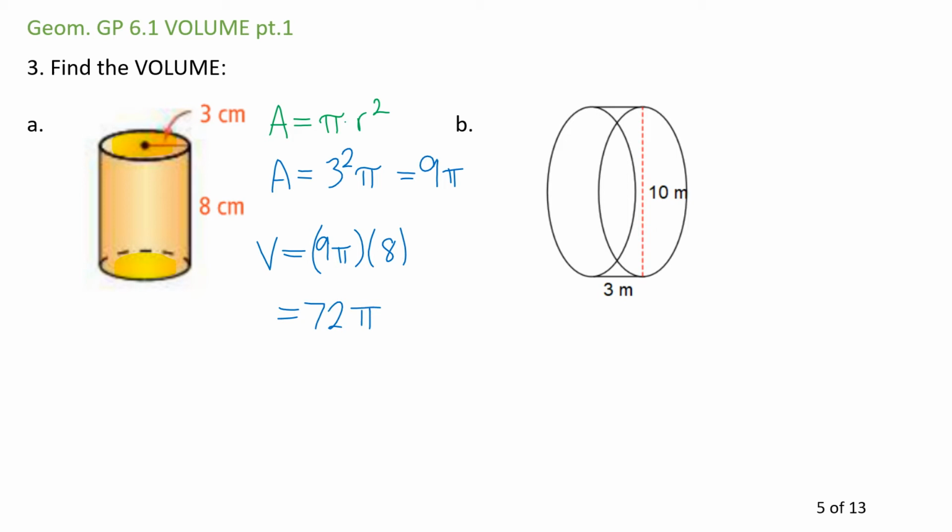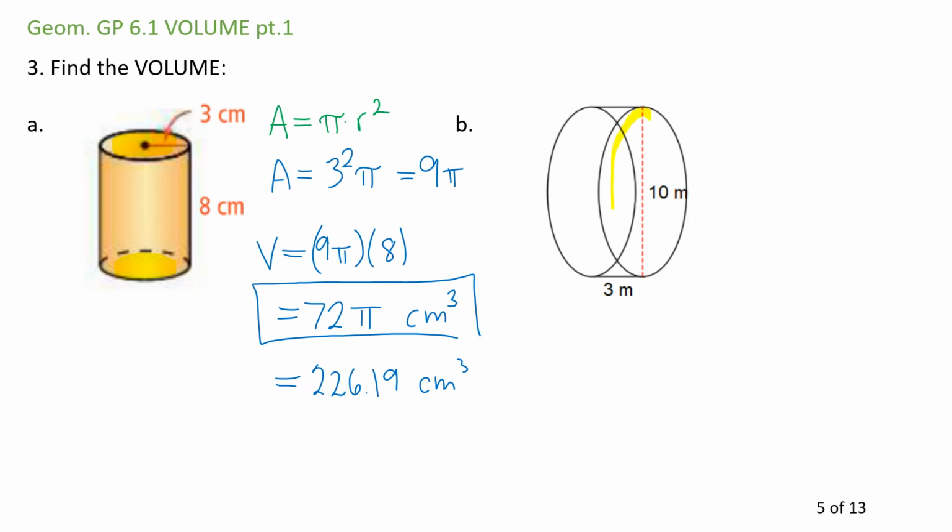Now notice I did not get a decimal approximation for this. That's because it's easier to do without it, but most people are probably going to want to know what the decimal approximation is. This is 72 times pi. The decimal for that is 226.19. Don't get confused and say 72. It's actually 72 times the number pi, which is 3 point something.